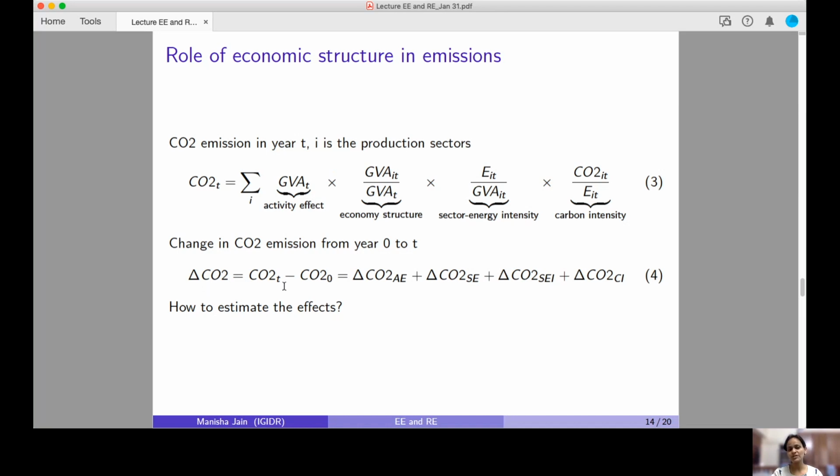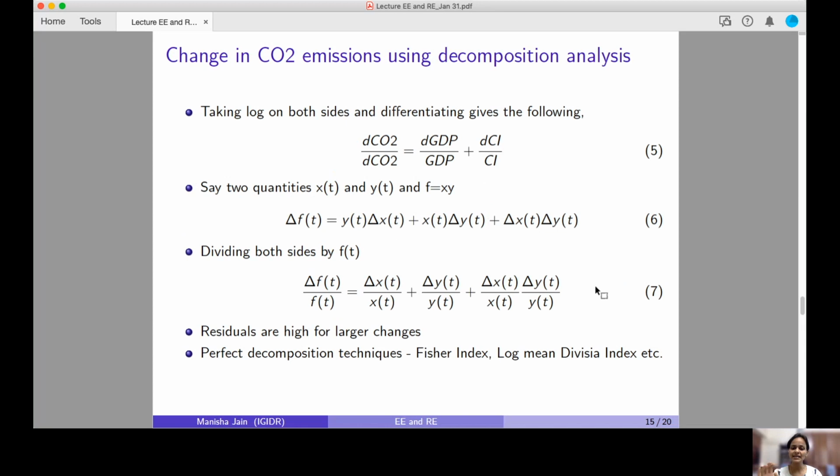So delta CO2, which is difference of CO2 in time period t and CO2 in a base period, say year zero. Is there a way that I can look at these multiplicative terms in terms of their contribution in change in CO2 emissions in additive terms? Okay, so how do we estimate the effect? So the idea lies in your index number theory. Okay, one very simple way is you take a log, sorry, d won't be here. So you take log on both sides and differentiate, and you use the growth rates.